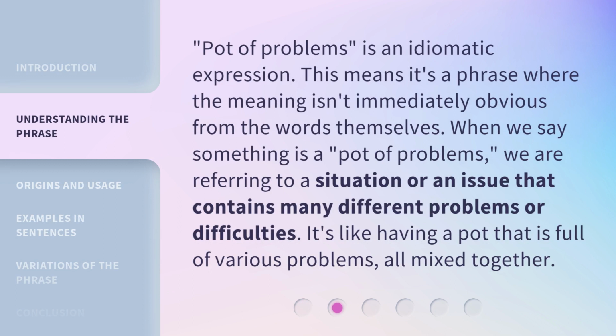Pot of problems is an idiomatic expression. This means it's a phrase where the meaning isn't immediately obvious from the words themselves. When we say something is a pot of problems, we are referring to a situation or an issue that contains many different problems or difficulties. It's like having a pot that is full of various problems, all mixed together.